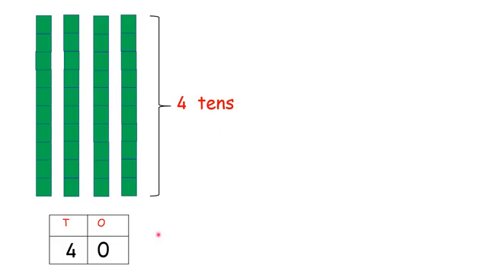4 tens. This is the way we write 40. O for the ones column, T for the tens column. We write 0 under the ones column and we write 4 under the tens column.